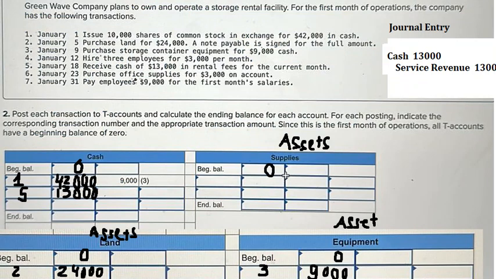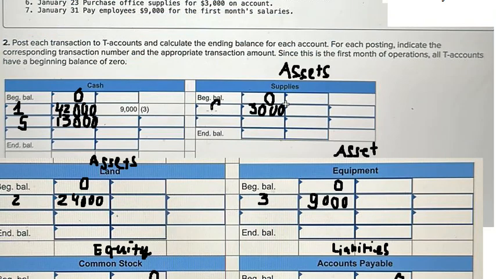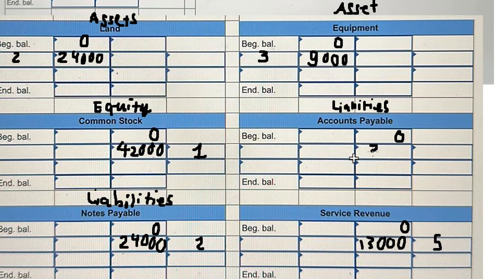Number 6, purchase office supplies 3,000 on account, that is about accounts payable. That means we don't have enough money, we got it from someone else, and that is about supplies. Then we have accounts payable, so we have 3,000 and 3,000. In this one, we put supplies 3,000 here. And that is for number 6. And 3,000 for accounts payable goes in here. That's it for number 6.